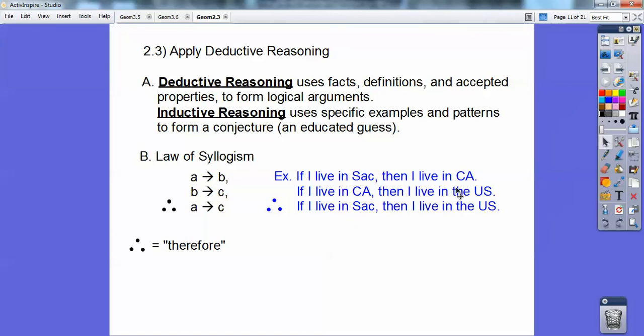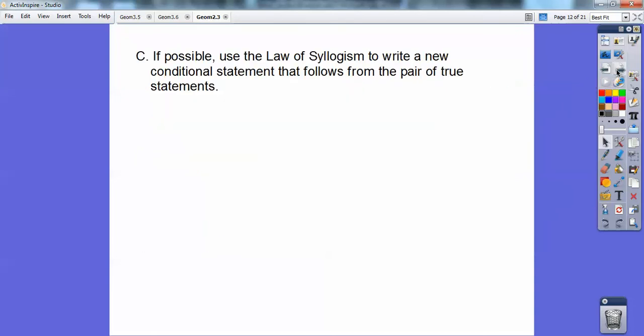I know there are exceptions to that, you guys. I'm sure if you Googled, you could find a different Sacramento somewhere else. But in general, the Sacramento I know is in California. It's the capital of California.